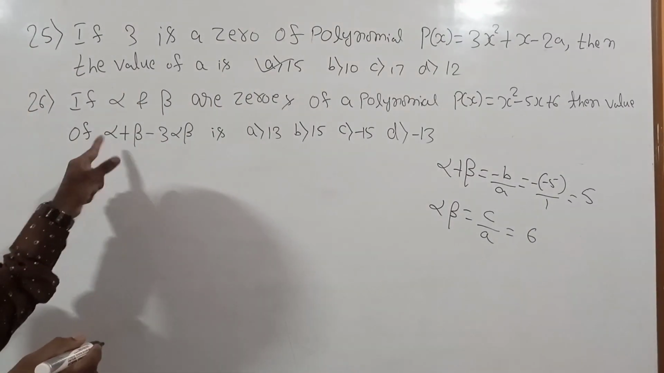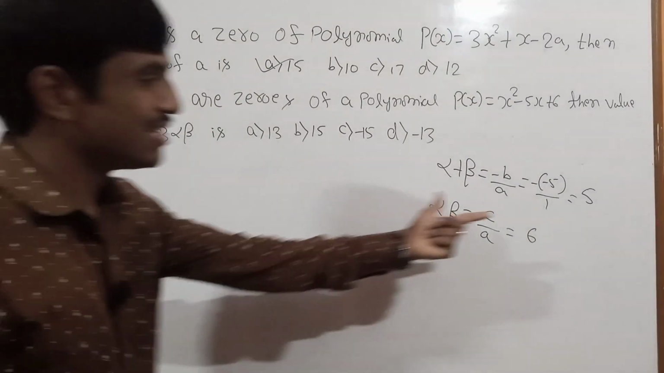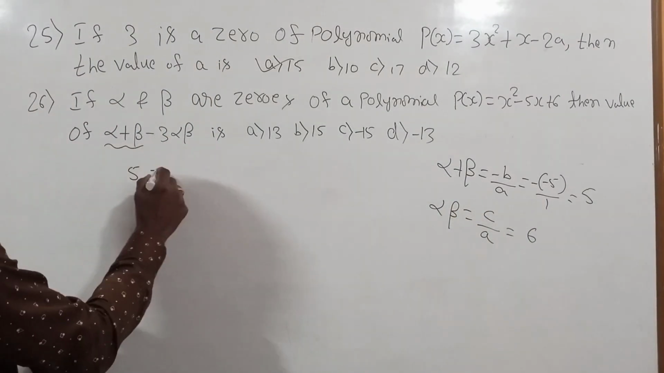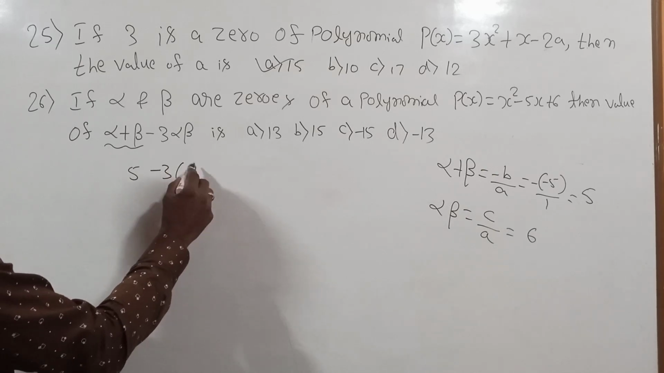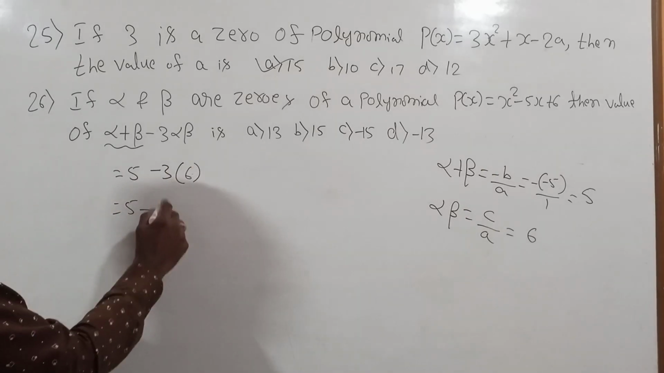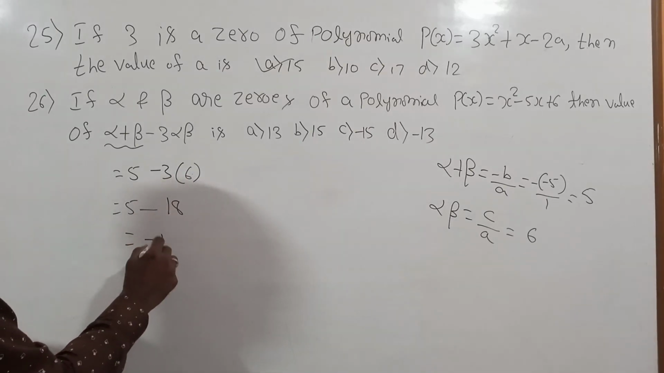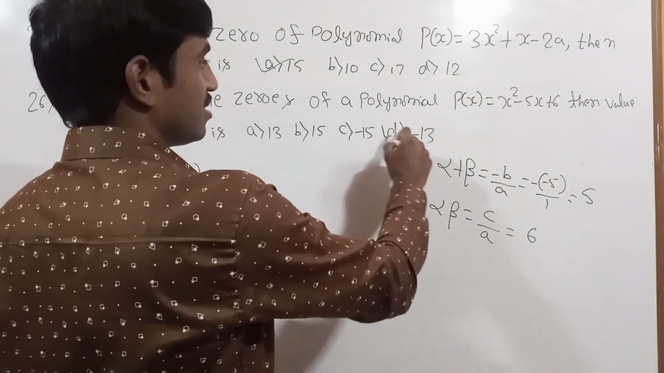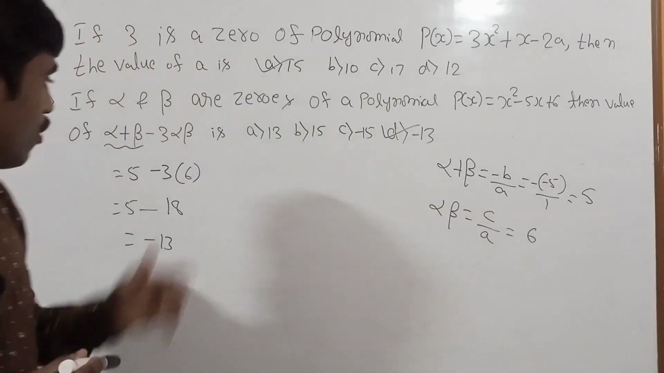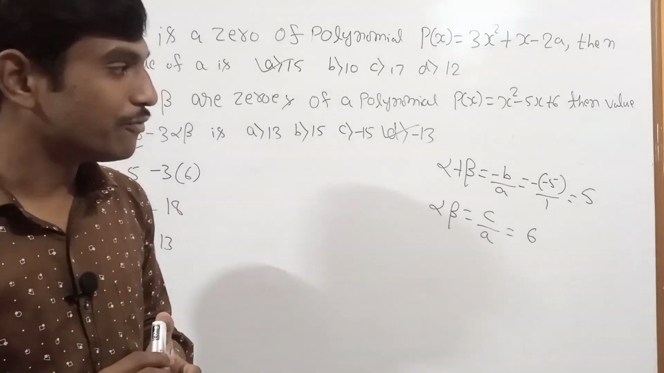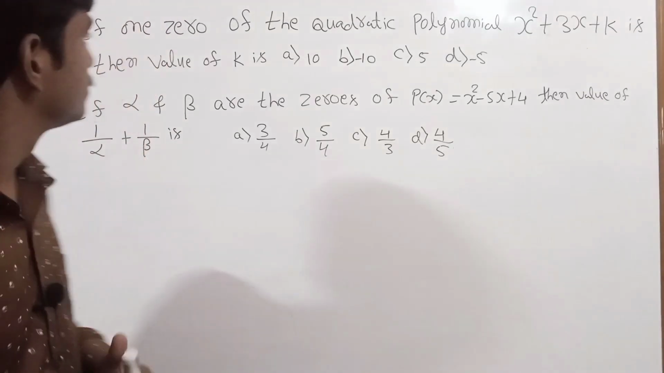So we can easily substitute here. In place of alpha plus beta, we can write 5, minus 3 into alpha beta, which is 6. So 5 minus 3 into 6, 18. 5 minus 18 is minus 13. So the answer is option D, which is minus 13. So when they give alpha plus beta and alpha beta, we can easily substitute here and find the value of that. Okay, we will solve the next question.